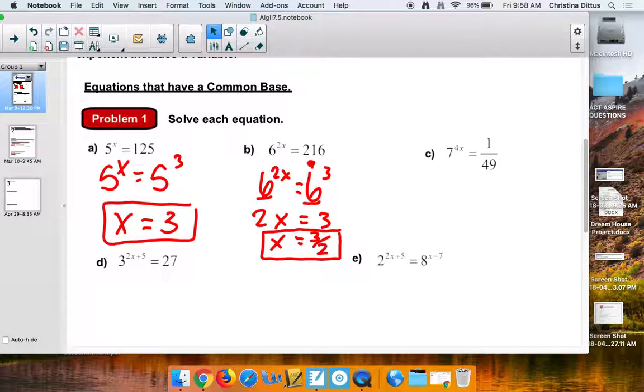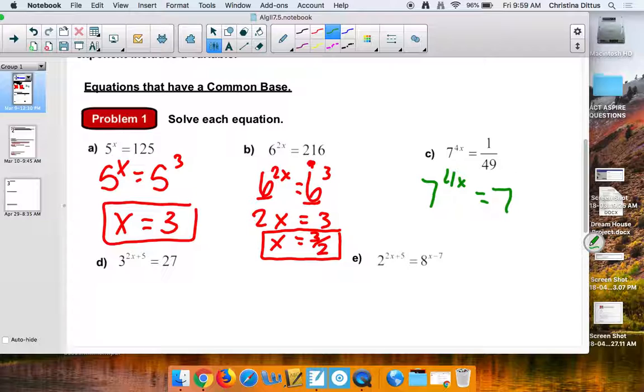Alright. In C, I need to write 1 over 49 as a power of 7. How do I do it? Negative 2. Why negative? Yeah. The 1 over is my negative part. And then obviously 49 is 7 squared. Okay, now what am I setting equal? Good. 4x equals negative 2, so what's x? Negative half. Okay. So always try to get the same base. Makes everything easier.